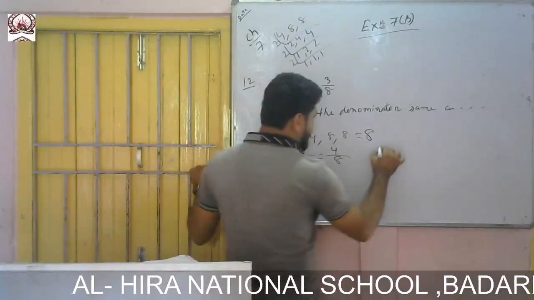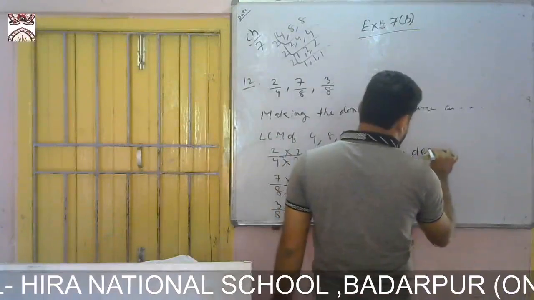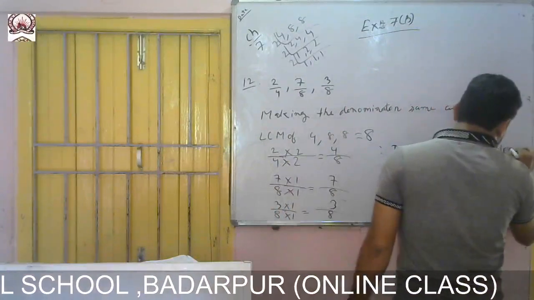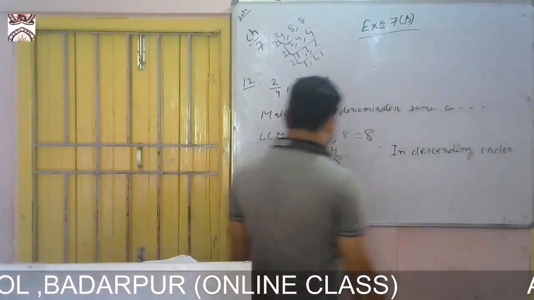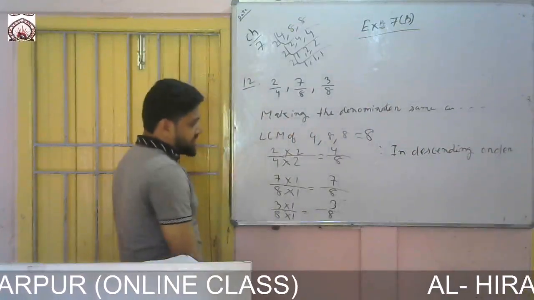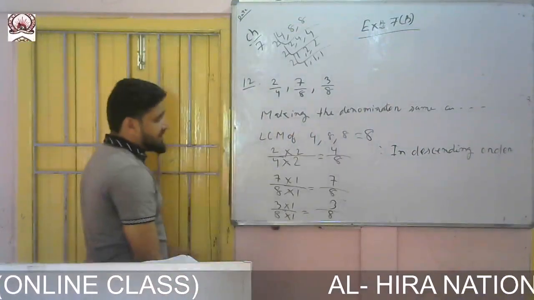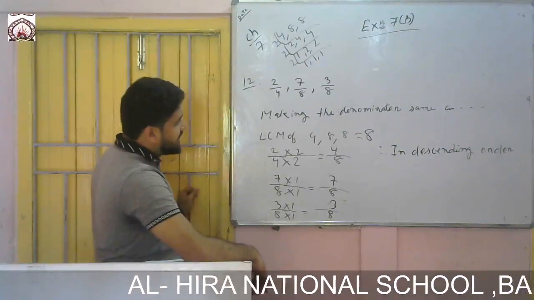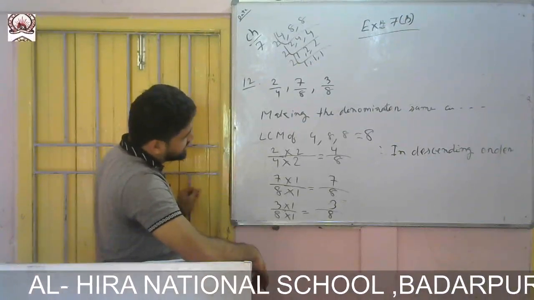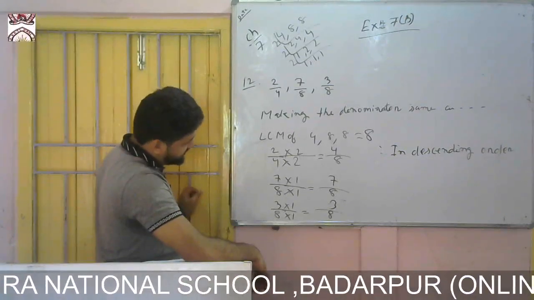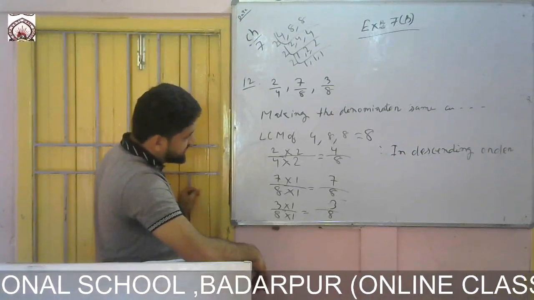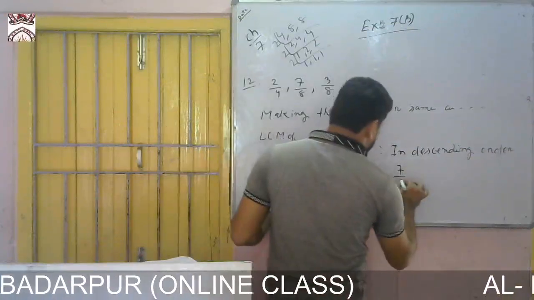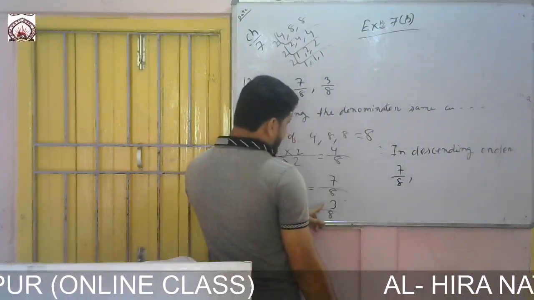Now write in descending order, that is from bigger to smaller. Since all the denominators are the same, the fraction with the highest numerator is the bigger fraction. So 7, 4, 3. First 7 by 8, this one. Next 4 by 8.